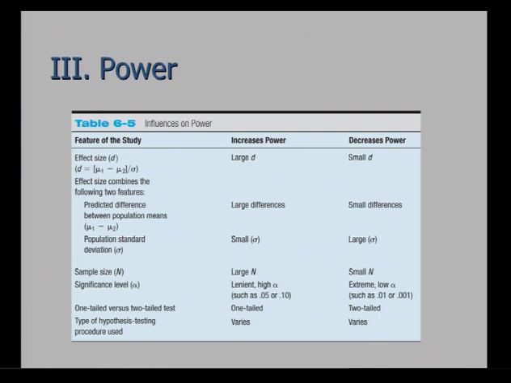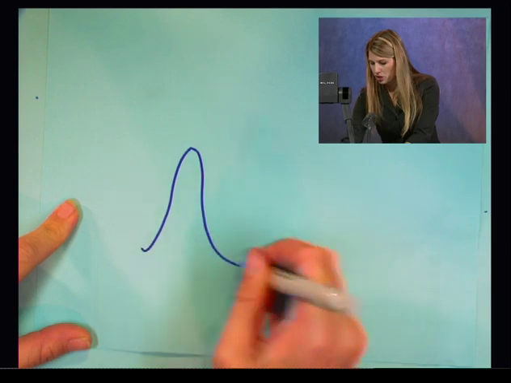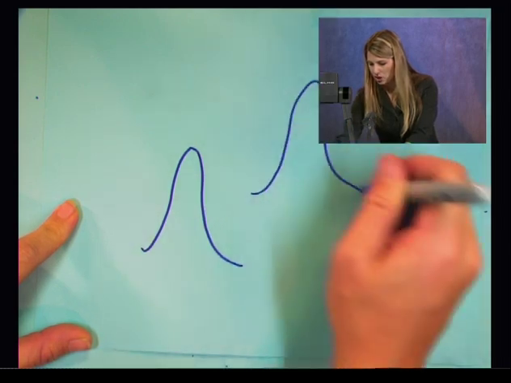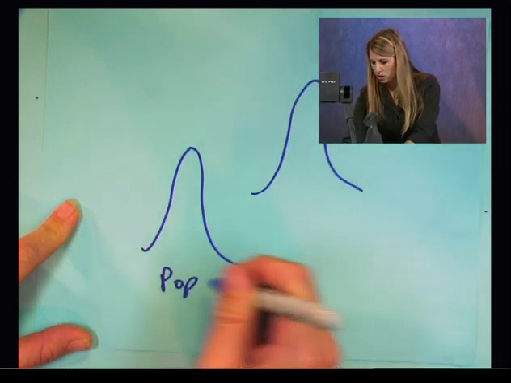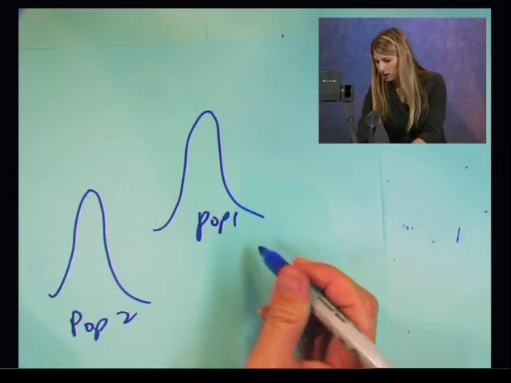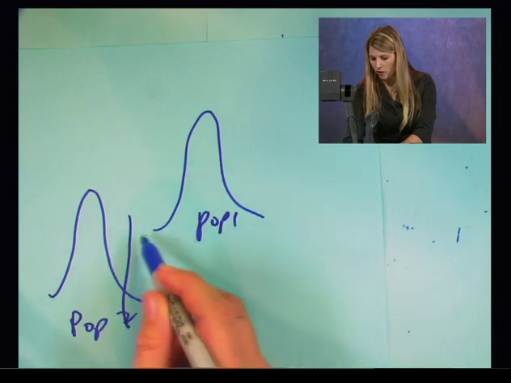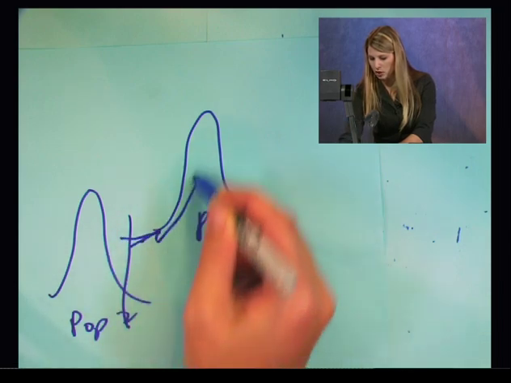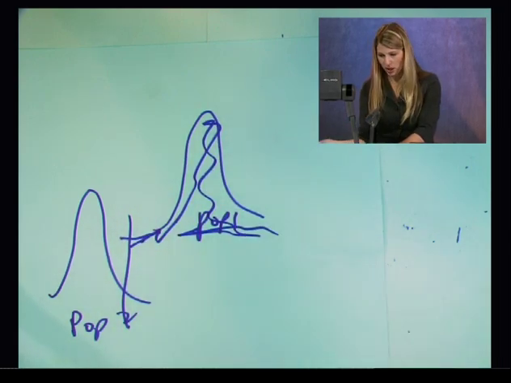And that's because, I'll just draw you a little picture. If you have a small standard deviation, that means population 1 is going to be like this, and population 2 is like this, and population 1 is like this. So there's not a whole lot of overlap. Most of the time, you're going to reject the null. All this time, you're going to reject the null.